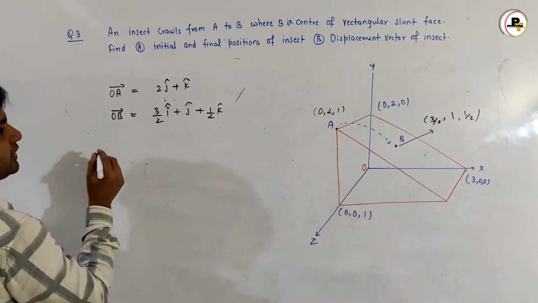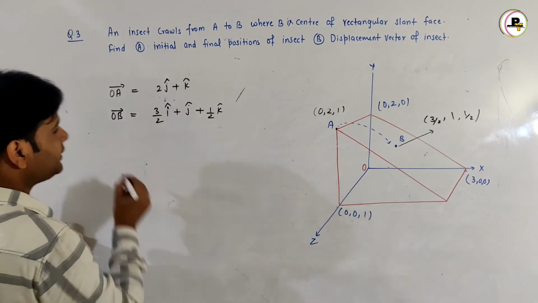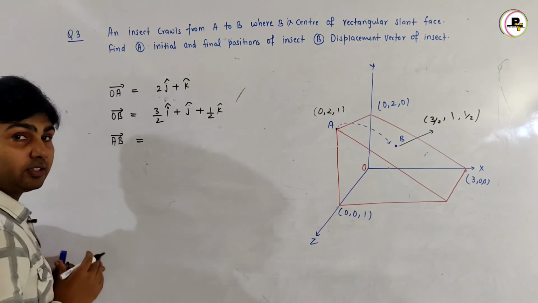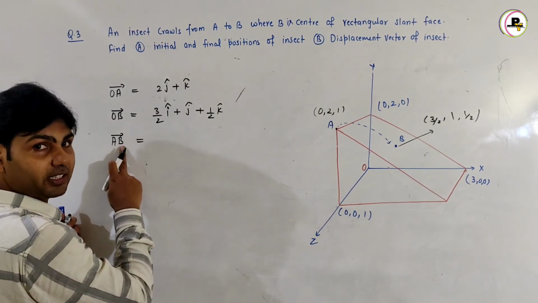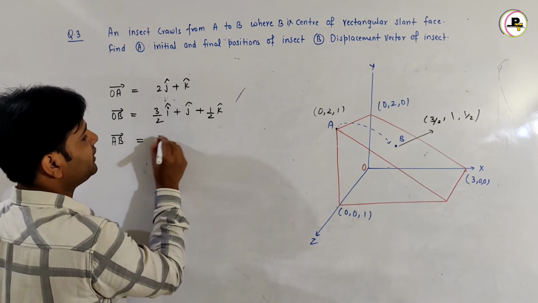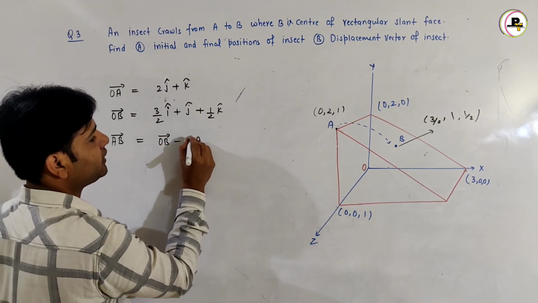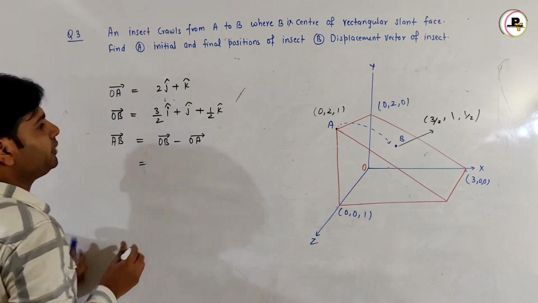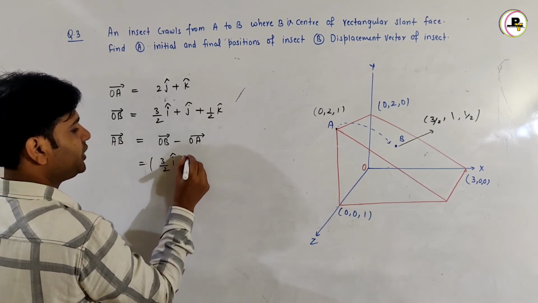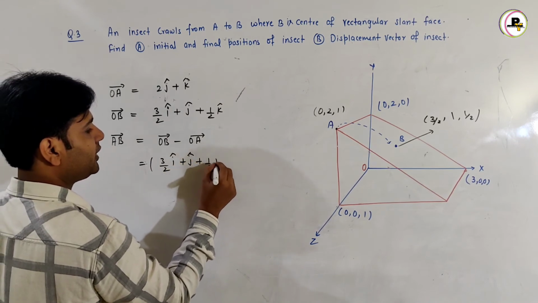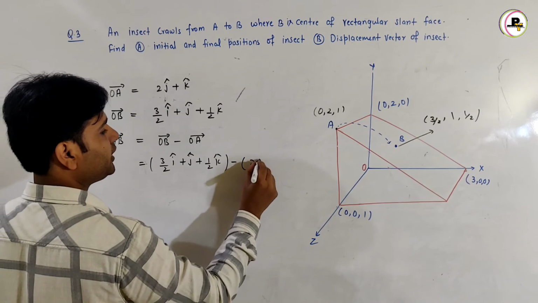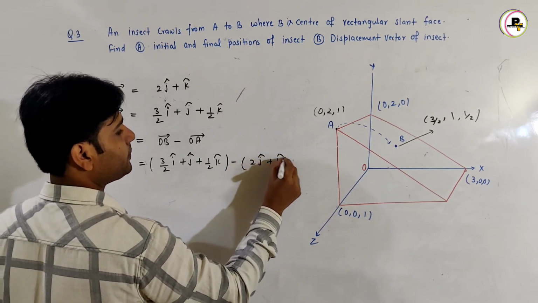So the displacement vector is what? It is moving from A to B, so it will be AB vector. And AB vector is what? It is equal to the position vector of the second point, that is the final point, minus the position vector of the initial point, that is OB vector minus OA vector. So I can write here OB vector, which is 3 by 2 i cap plus j cap plus half k cap, minus OA vector, which is 2 j cap plus k cap.